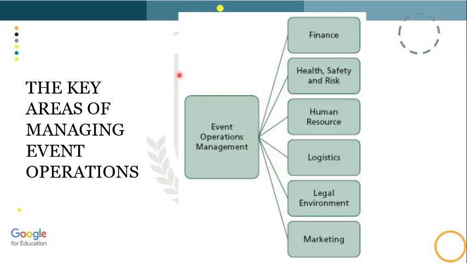Now, in every event operation management, normally you all have this. First is finance. You have health, safety, and risk. You have the human resources, the logistics, legal environment, and marketing.